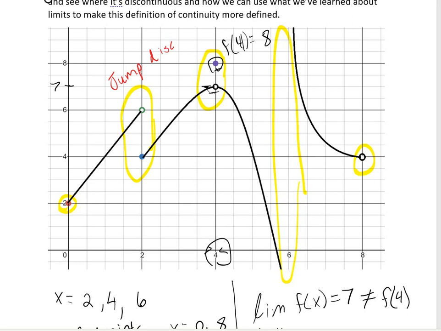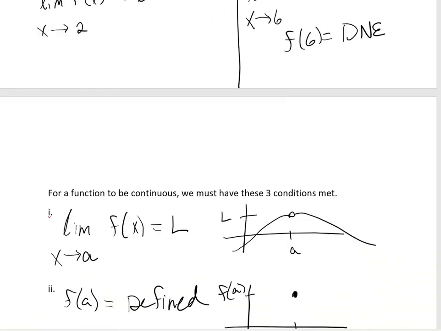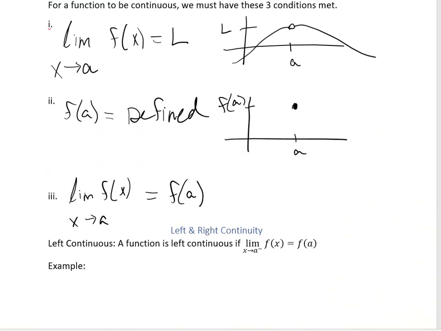This here, it looks like it would be continuous, but we just have to fill in that spot that's empty. This is called a removable discontinuity. And last but not least, here where we have this asymptote, okay, and we have one side of our function going to negative infinity and the other side going to positive infinity, this is called an infinite discontinuity. So those are the three different discontinuities we're looking at. And as well, here are the three conditions that have to be met for a function to be continuous at a point.